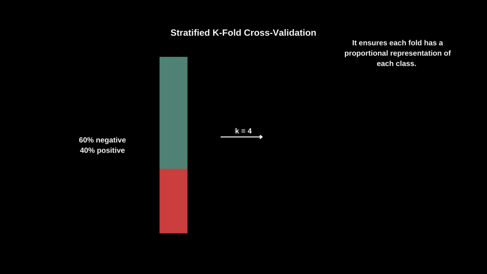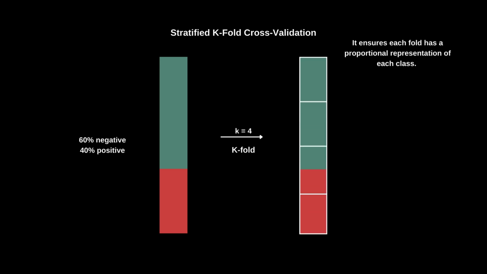Now, let's see stratified k-fold cross validation. It is similar to k-fold, but it's a bit smarter. It ensures each fold has a proportional representation of each class. So, if our dataset has a split where 40% are positive and 60% negative cases, then in the case of k-fold, some sets would have all negative cases and some would have all positive, which would hamper the working.